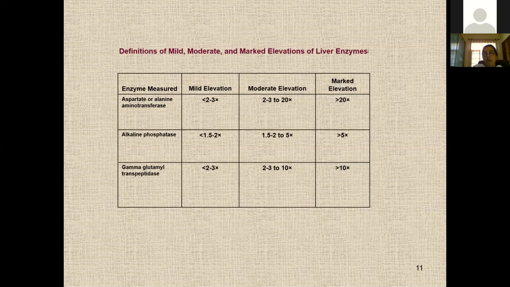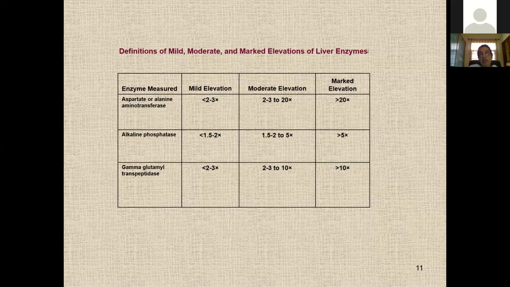When we talk about moderate elevation, we talk about 3 times to 20 times elevation of ALT or AST, twice to 5 times elevated alkaline phosphatase, and thrice to 10 times elevation in gamma GT. And marked elevation means more than 5 times of alkaline phosphatase, more than 20 times of AST, ALT, and more than 10 times of gamma GT.